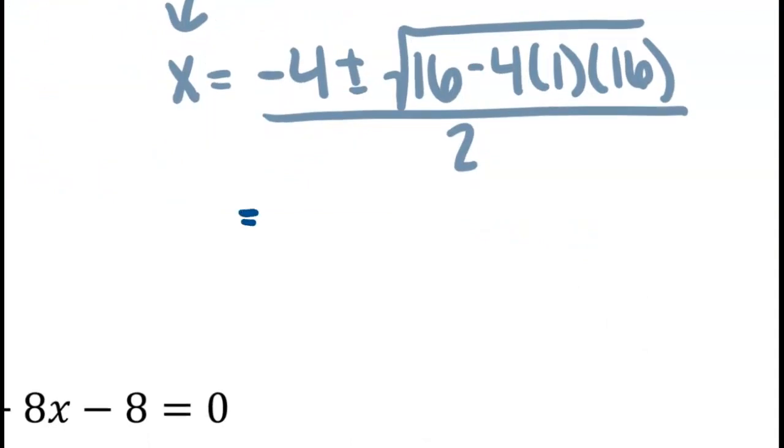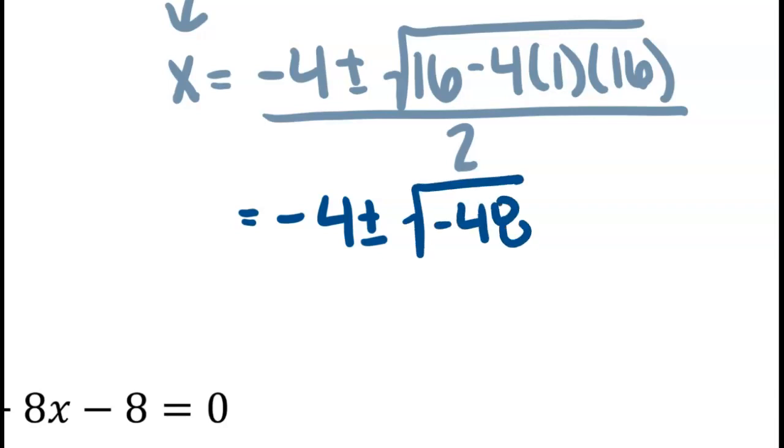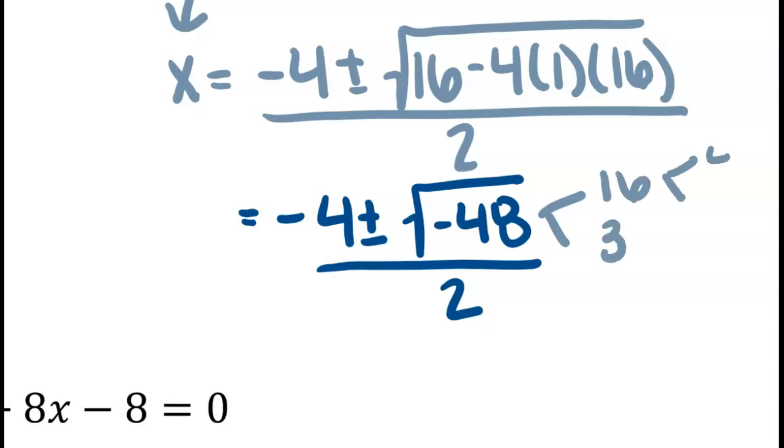Now it's a matter of simplifying, so I've got negative 4 plus or minus. Let's do this math here. So I've got 16 minus 4 times 16. I'm not sure why I said 64. So I'm at negative 48. I see a negative, so that means my solutions are going to be imaginary. This is 16 times 3, 4, and 4. So there's what I'm taking out.